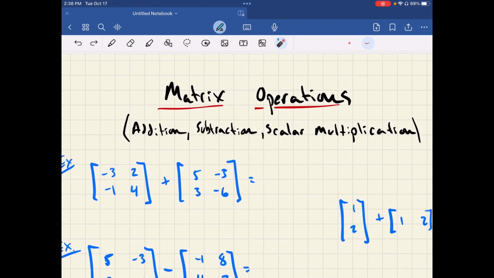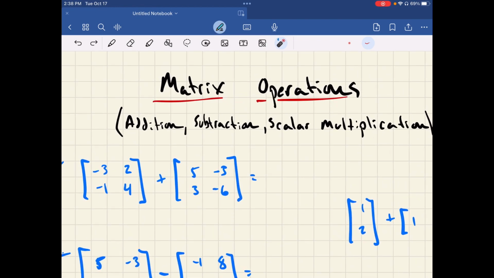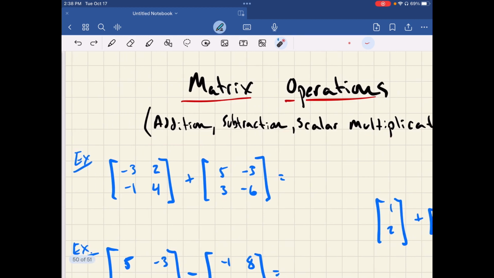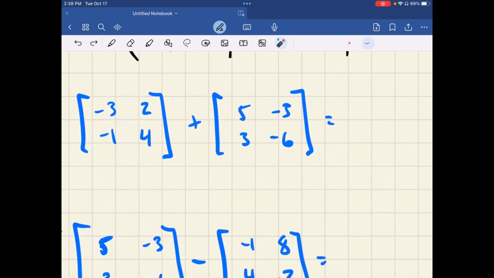All right, in this video, we're going to talk about matrix operations, specifically addition, subtraction, and scalar multiplication. It's really pretty simple, so let's go ahead and get started. Here, what you're going to notice, I have a 2 by 2 matrix for my first one and a 2 by 2 matrix for my second one.